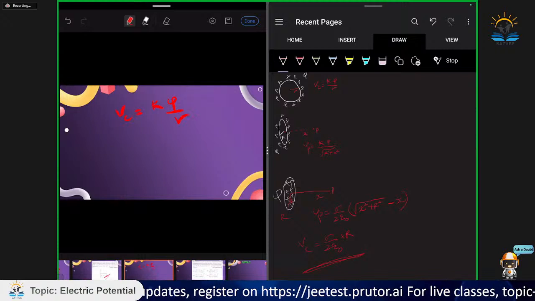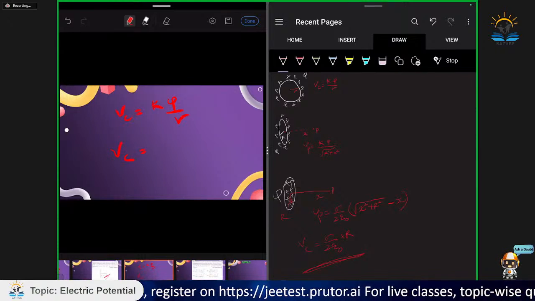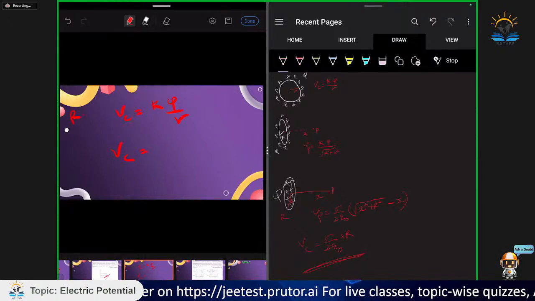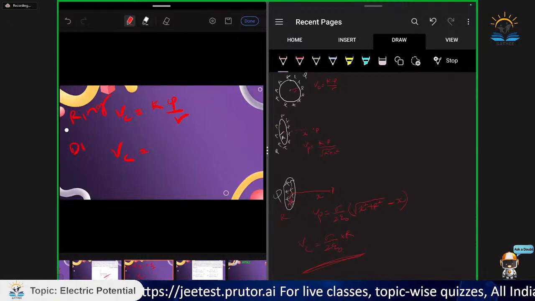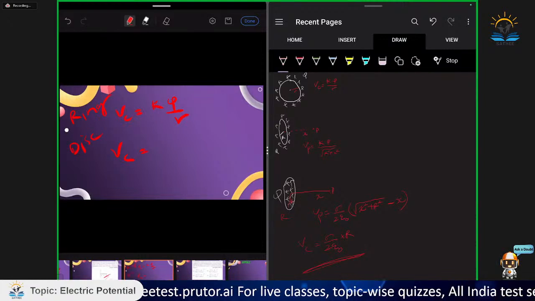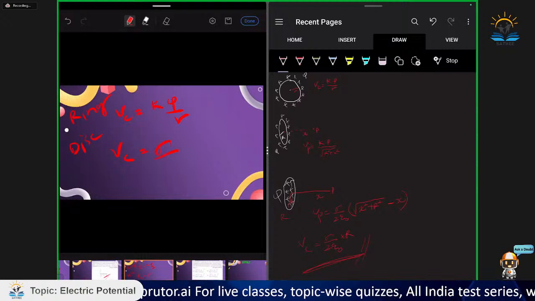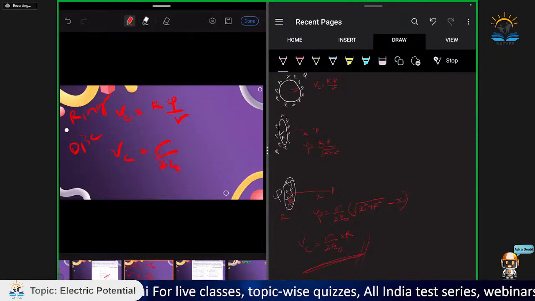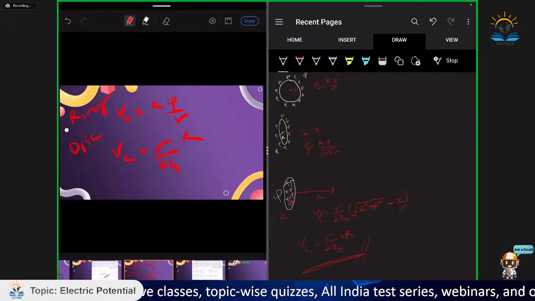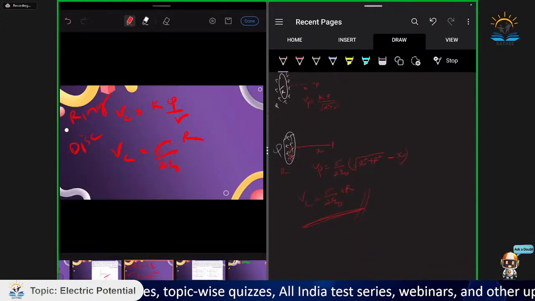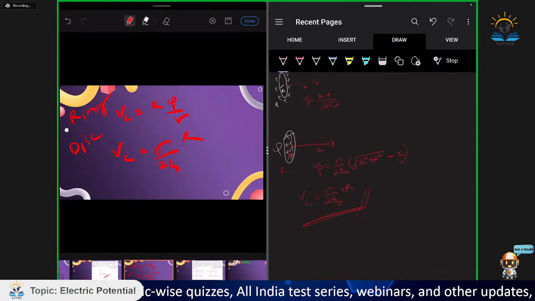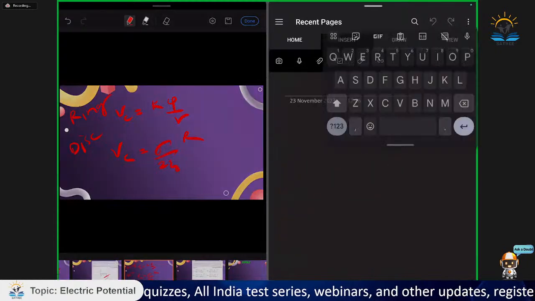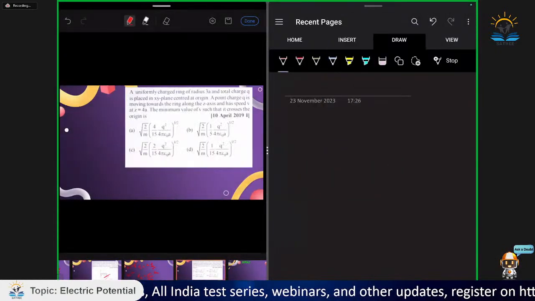For a ring the potential at the center is kq by R, and due to a disk, the potential at the center is sigma by 2 epsilon into R, where sigma is the charge density. Okay, let's move on to the next question. This is our next question.